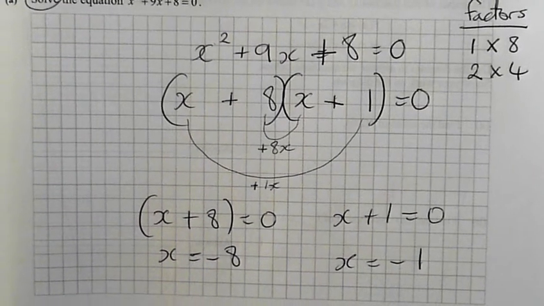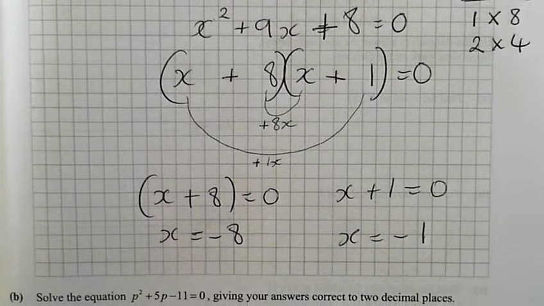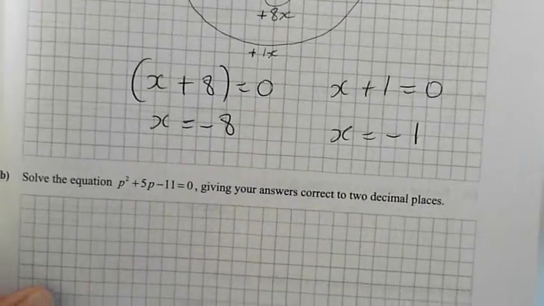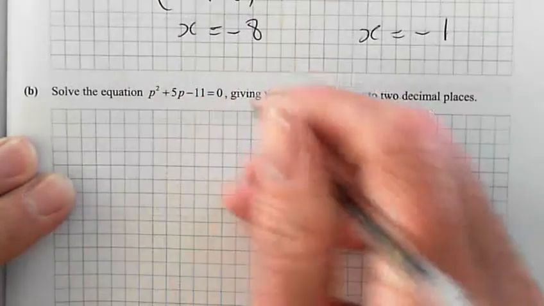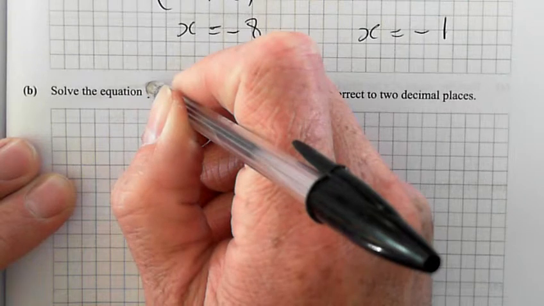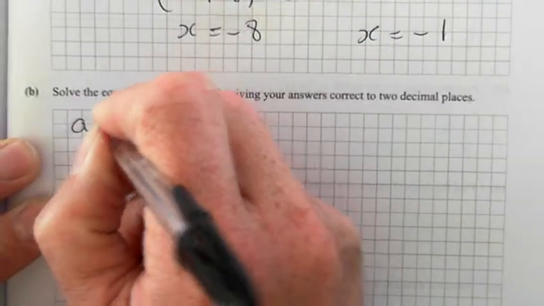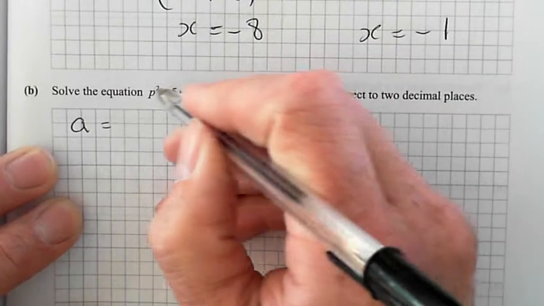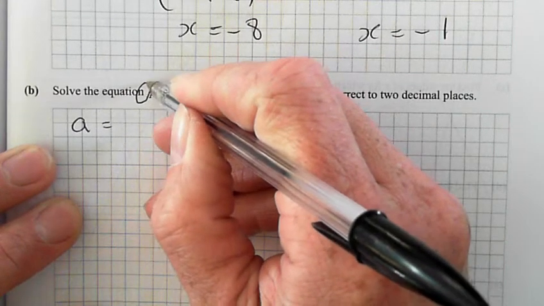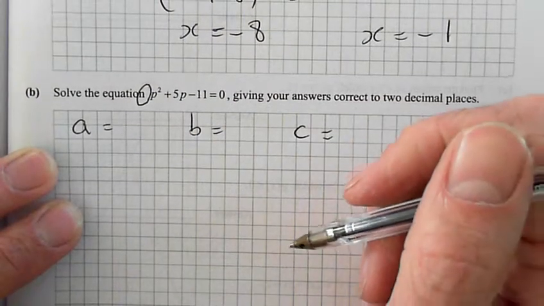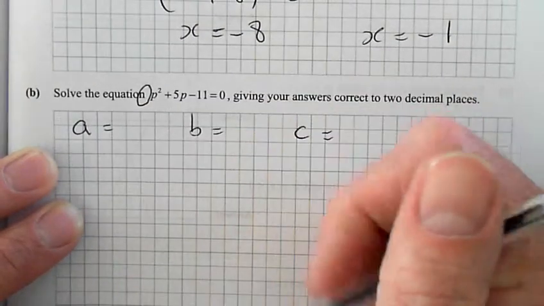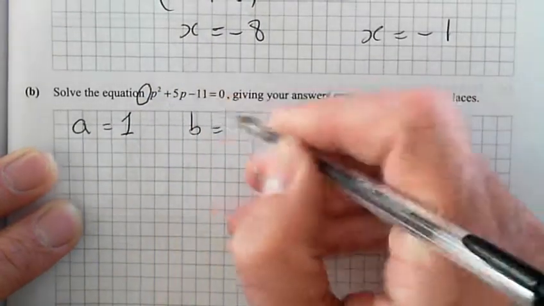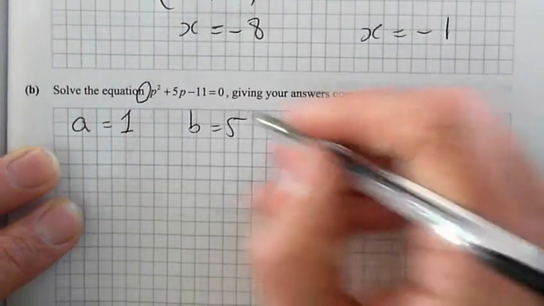Right. The next one. So if it says solve to 2 decimal places, straight away you're using the minus b formula. So you have to find out what a is, b, and c. A is the number in front of the x squared, or whatever squared number it is. What's the number in front of the p squared? 1. What's the number in front of the b? 5, and the c is minus 11.